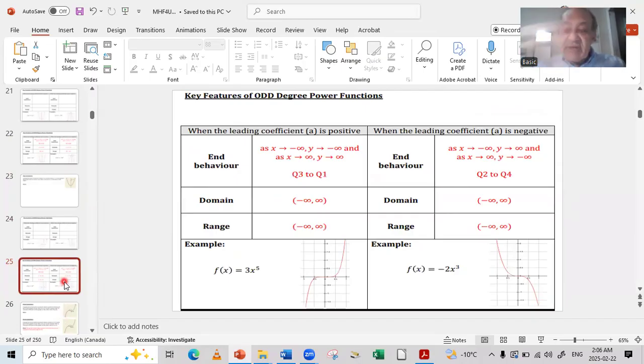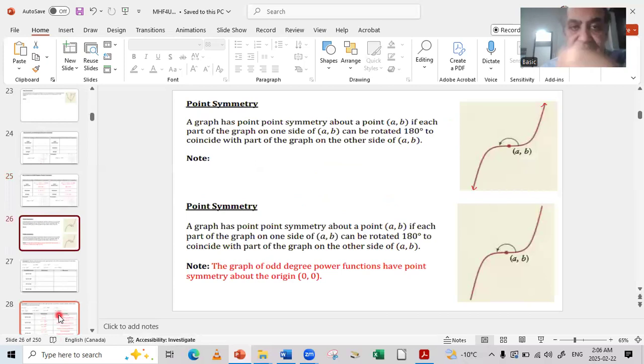It also shows a quadratic and the same behavior. If it is positive, we go from Q3 to Q1. But here we have from Q2 to Q4. That is if it was minus. It starts from this area, then we will go down there.